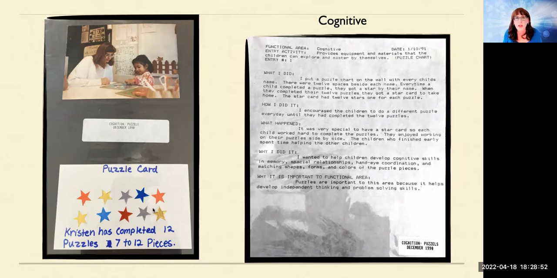And each child got to take home a puzzle card that had their stars. And it said they completed the 12 puzzles. And these were the easy puzzles, 7 to 12 pieces. And so you can have the harder puzzles have more than that. So you want it just a little tougher, not a lot tougher, but a little.